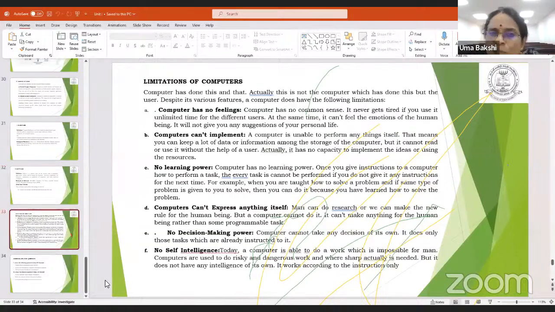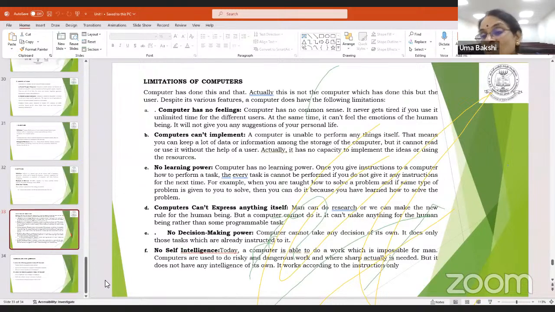Then we have limitations of computers. Not that the computer is always very good. Computers do a lot of work. They do a lot of human work without exhausting themselves. They don't get exhausted. They are very good at working, and however many hours you want them to work, they'll be working. They are very good assistants for you.